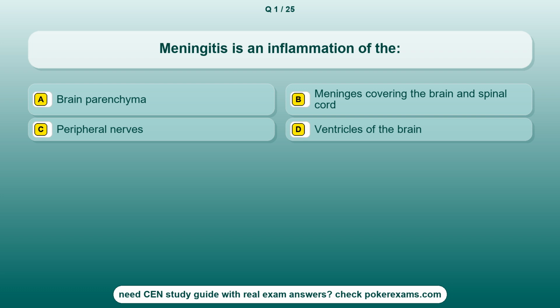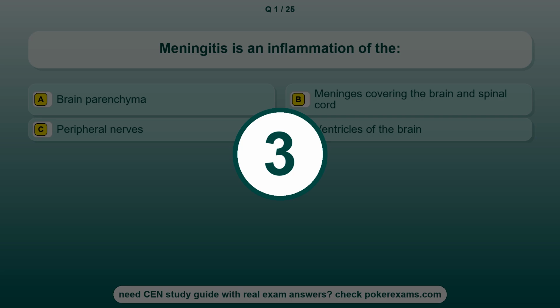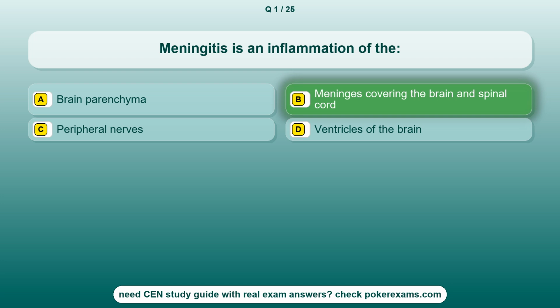Question 1. Meningitis is an inflammation of the: Option A, brain parenchyma. Option B, meninges covering the brain and spinal cord. Option C, peripheral nerves. Option D, ventricles of the brain. The correct answer is option B, meninges covering the brain and spinal cord.